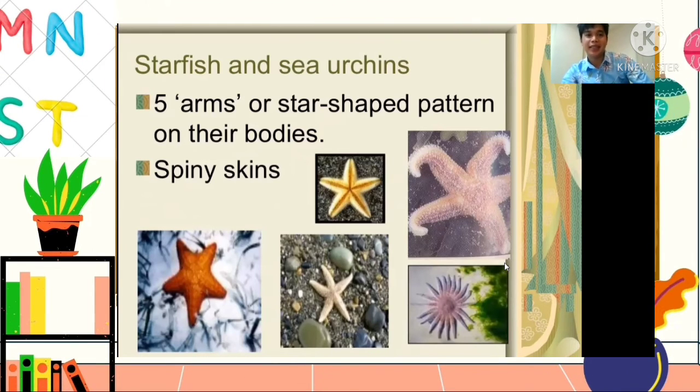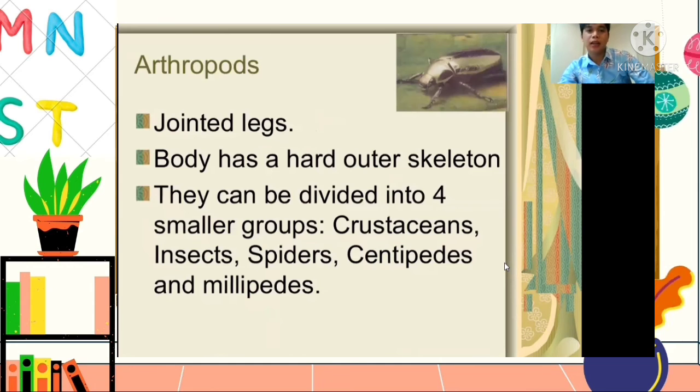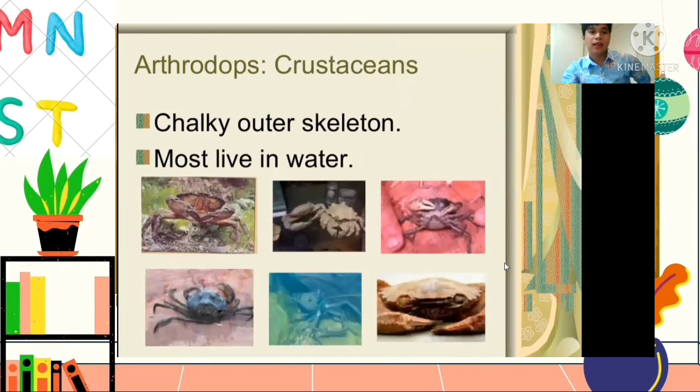Next is arthropods. Arthropods have jointed legs and a hard outer skeleton, and they can be divided into smaller groups: crustaceans, insects, spiders, centipedes, and millipedes. These are examples of arthropods on the right side of the picture. Crustaceans have a chalky outer skeleton and most live in water.